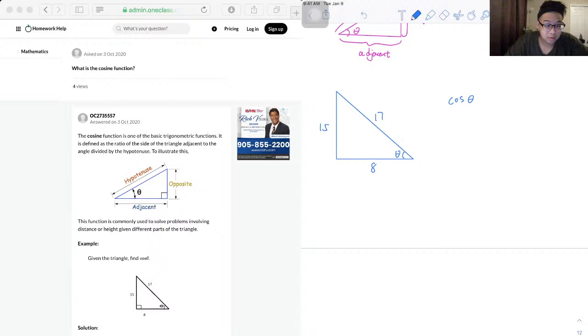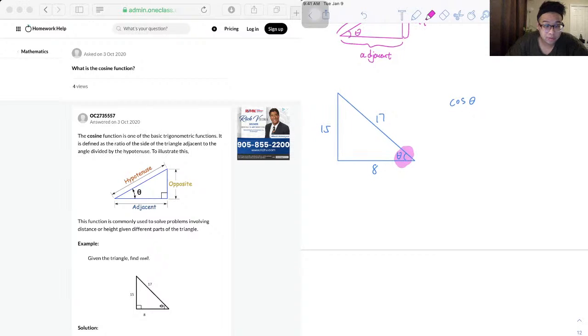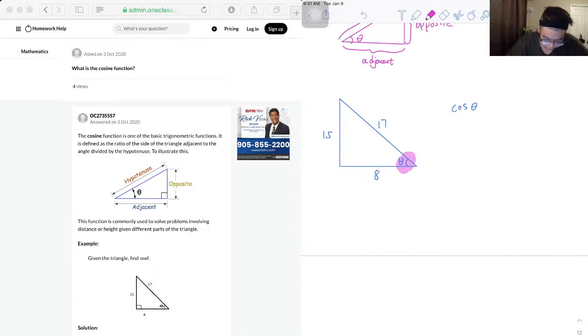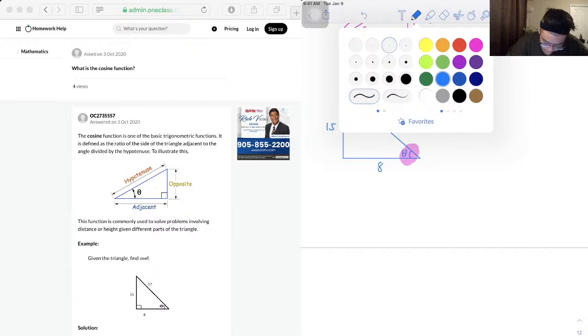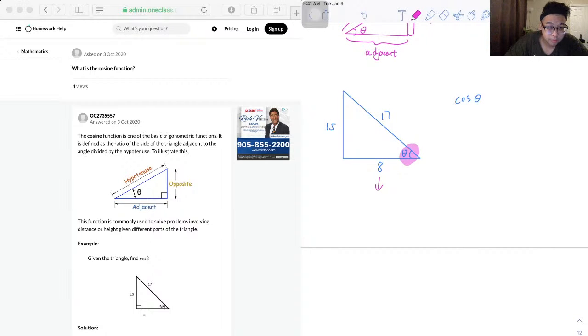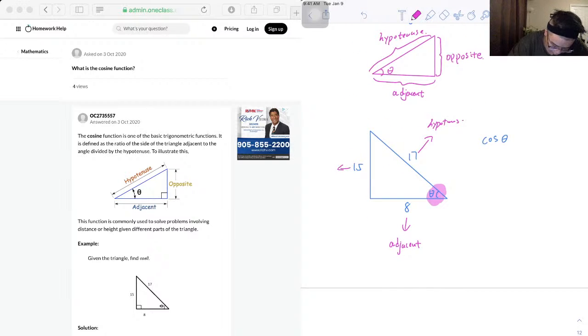So with respect to the angle, which in this case would be theta, it's right here, we can observe that the adjacent side has a measurement of 8 units, and the hypotenuse has a measurement of 17 units. So I'll just write it here. So this part will be adjacent, and 17 will be the hypotenuse side, and this part 15 is our opposite.